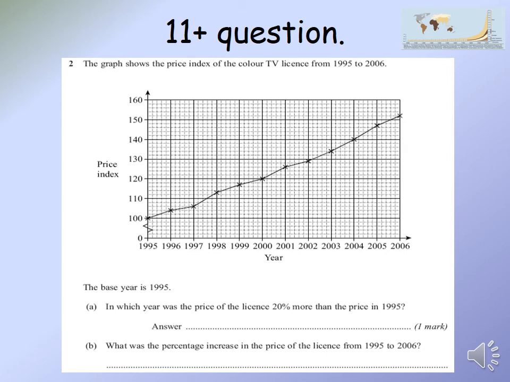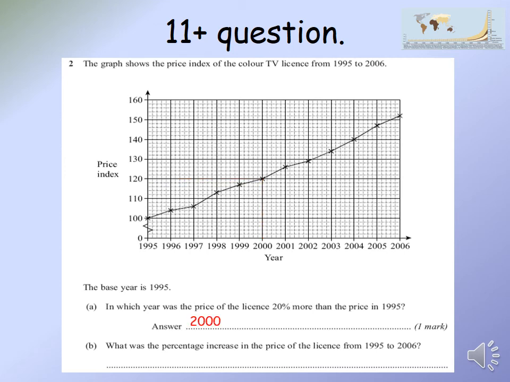So the question is, in which year was the price of the license 20% more than the price in 1995? So 20% more would be 120, of course. So we look at 120 and go across, and the answer is 2000.